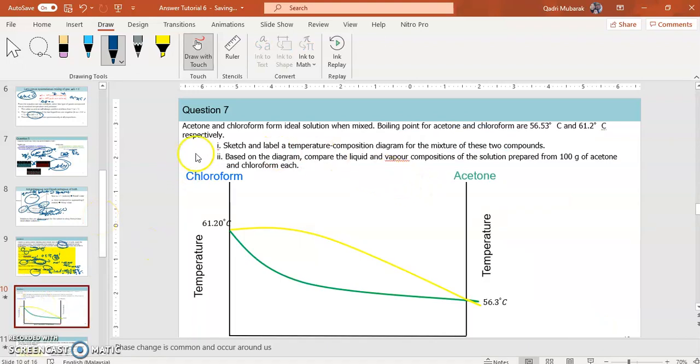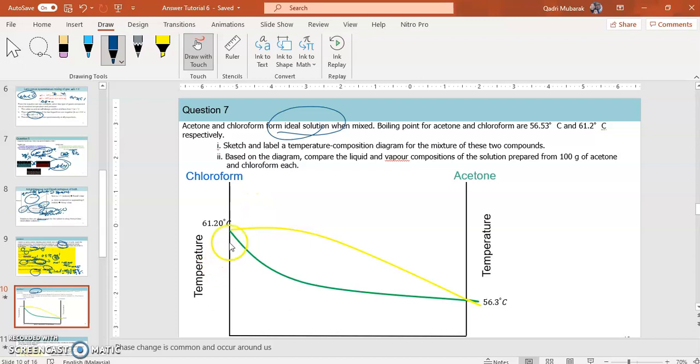The next question asks us about acetone and chloroform forming an ideal solution. Here the keyword is ideal solution. When mixed, the boiling points for acetone and chloroform are 56.53 and 61.2 degrees centigrade respectively. The question asks us to sketch and label a thermodynamic composition diagram for the mixture, and also from the diagram, we need to determine the liquid and vapor composition.